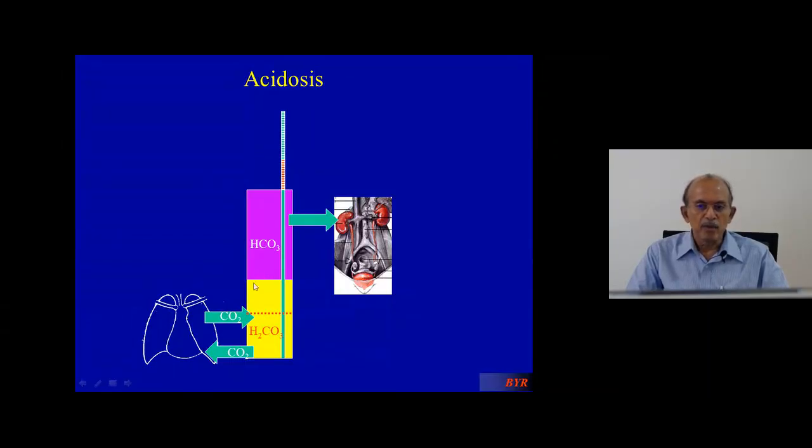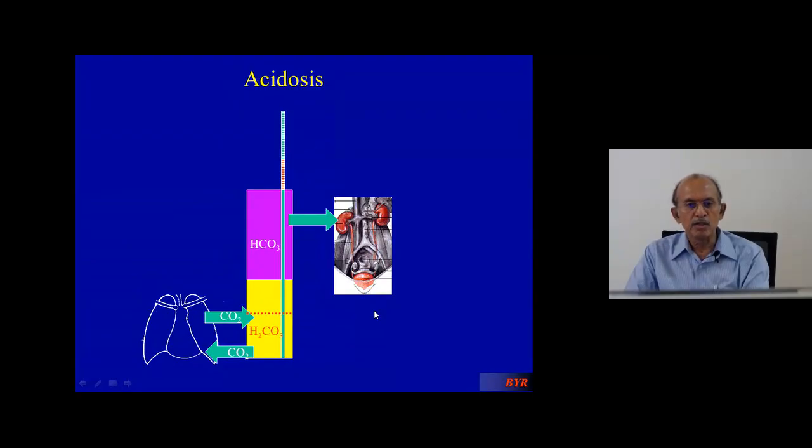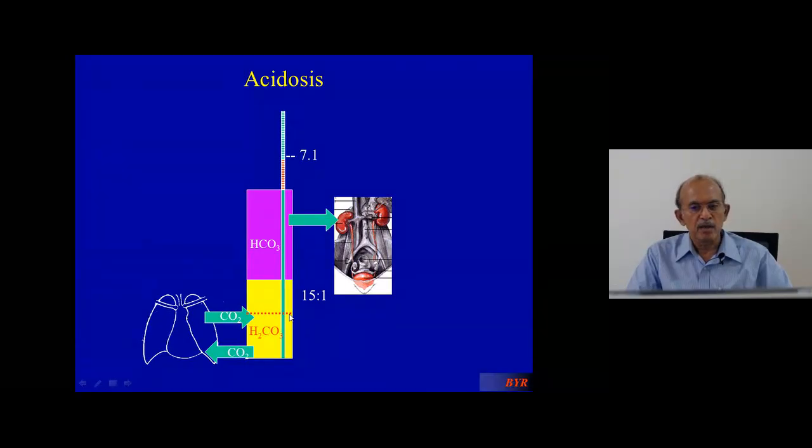Now, for example, the ratio got altered because more hydrogen ions are being secreted. More hydrogen ions means HCO3 is already there. This HCO3 combines with those hydrogen ions and forms H2CO3. So there is more H2CO3 and the ratio has been altered. Instead of 20 is to 1, it has become 15 is to 1. If it is 15 is to 1, then the pH will be 7.1 only, not 7.4.